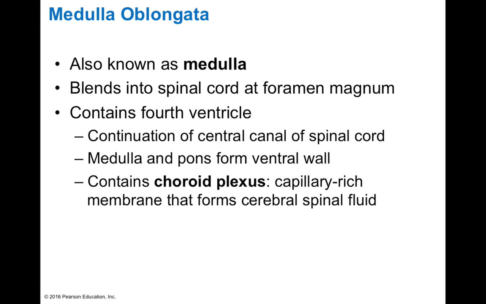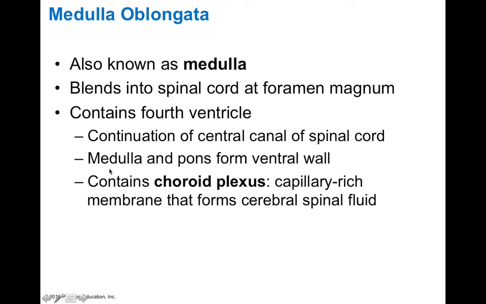So the medulla oblongata is the inferior most portion of your brainstem, also known just as the medulla. In fact, medulla means marrow. Oblongata just means oblong. So it actually is the inferior most portion of your brain that kind of blends with the spinal cord at the level of the foramen magnum, which is that large hole in the base of your skull. Now, the medulla oblongata also contains portions of your fourth ventricle, and it's a continuation of the central canal of the spinal cord.